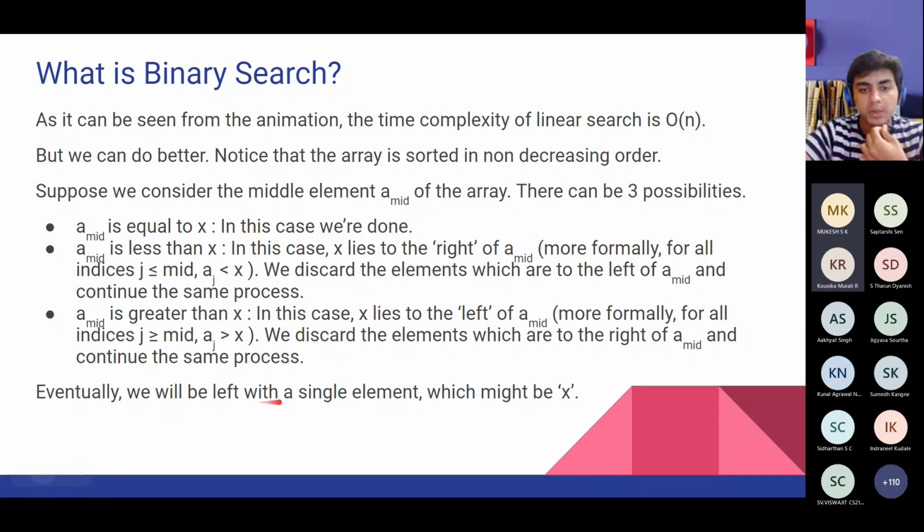Eventually, we will be left with a single element, which might be x. In case x is not present in the array, then we terminate our process and mention that x is not present in the array. So this algorithm is the binary search algorithm.